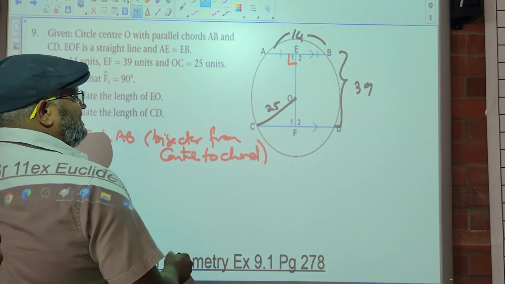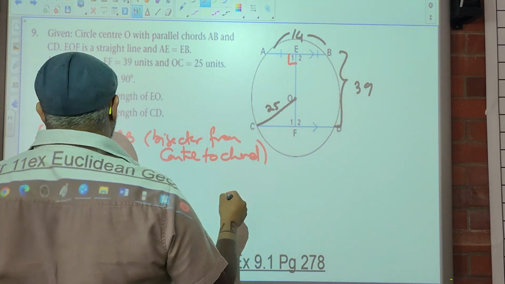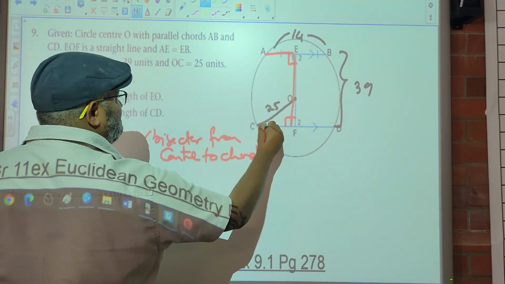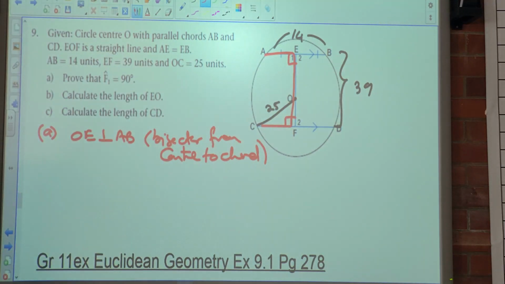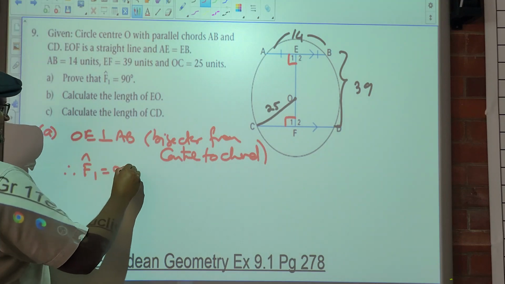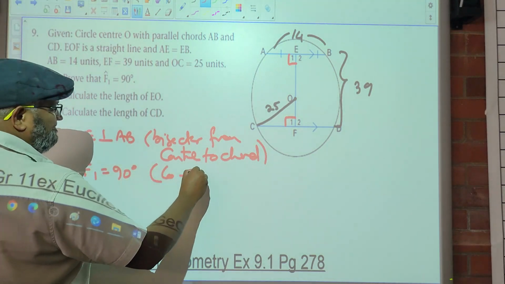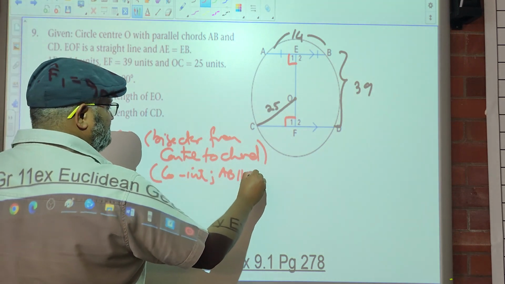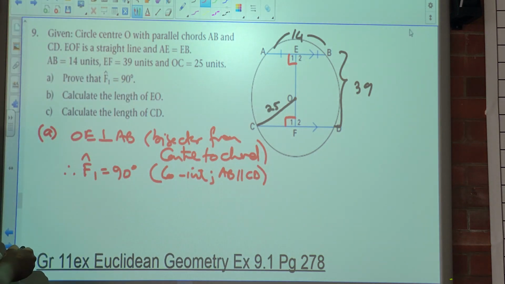Okay. Now, F1 has to be 90. Why? Going to the angle. Can you see that, people? Yes. Okay, and therefore F1 is equal to 90, with AB being parallel to CD.